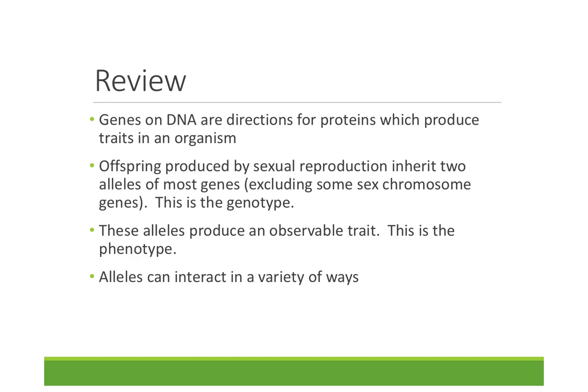Remember that genes found on DNA are really just directions for making proteins. And it's these proteins that then produce a particular trait in an organism that we can see. Any offspring that are produced by sexual reproduction are going to have two alleles of most genes, one from each parent, and those two alleles make up what we call the genotype. Those alleles work together to produce something that we can observe as a trait, and that observable trait is the phenotype. And these two alleles can also interact in a variety of ways, and I want to talk about these ways in a little more detail in this video.